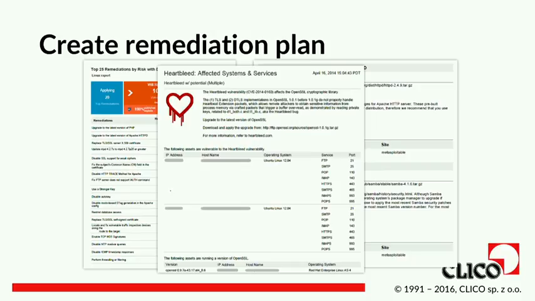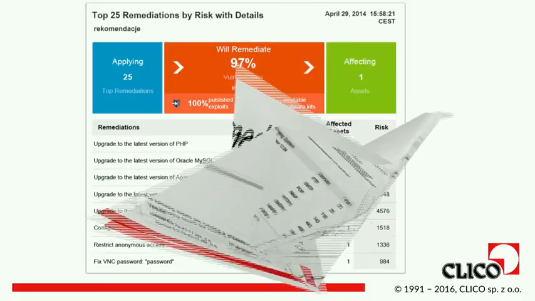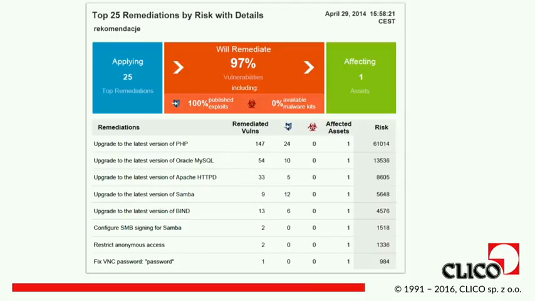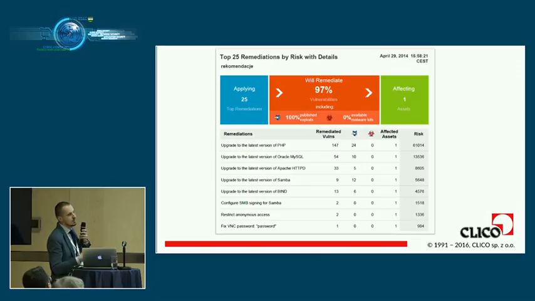So what we can generate by using Metasploit Pro or Nexpose installations, we can create a nice reports. Oh, cool. One of my favorite is something which is called remediation plan, which gives an administrator information like this. There are many vulnerabilities inside your network, but by applying 25 remediations from our list, you will be able to deal with 97% of your vulnerabilities, and they are affecting one asset, my one Metasploitable machine.